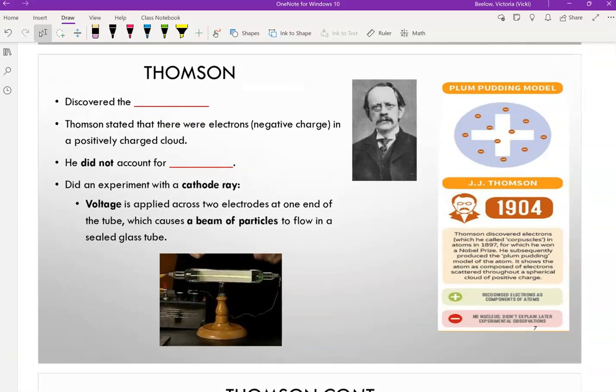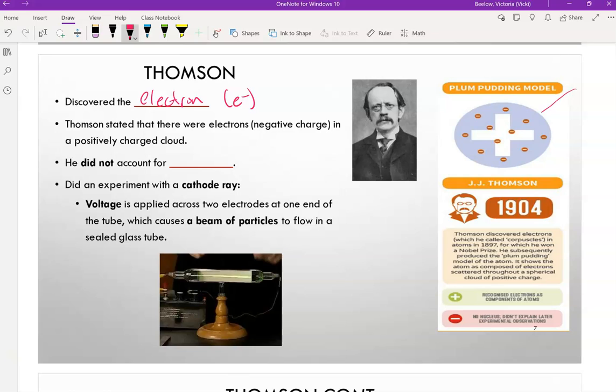All right, so moving on. So now we're looking at J.J. Thomson. So he discovered the electron. And again, we use this symbol to represent an electron. And he stated that electrons had a negative charge, which they do, and a positively charged cloud.